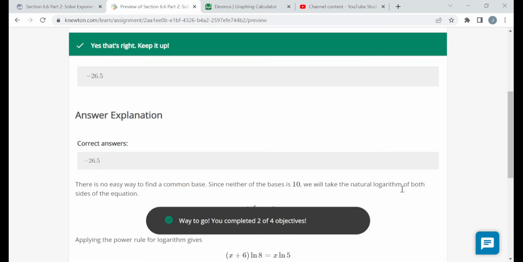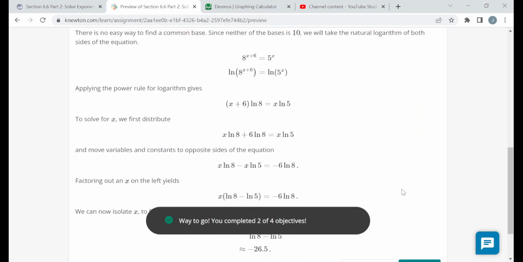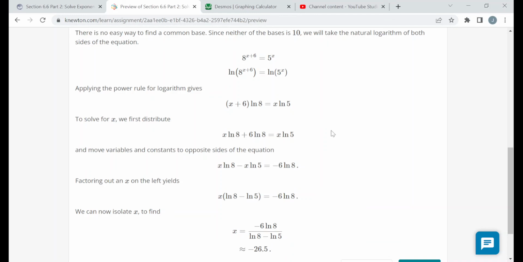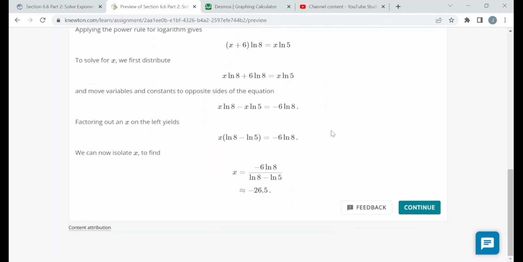Great. And again, please read through the answer explanations. They may do it in a different way, and if you like that way better, keep doing it that way. All right, next.